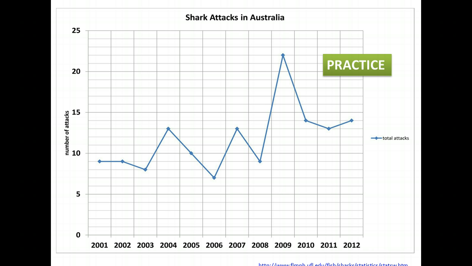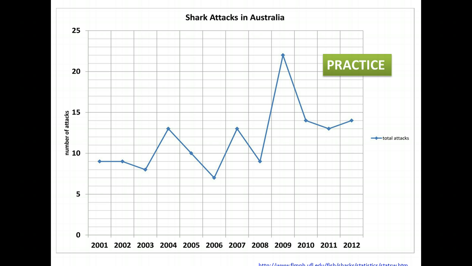So let's look at this line graph. If you look at the title, you can see that this line graph is about shark attacks in Australia. And on the bottom, you see the years. So it's about shark attacks in Australia between 2001 and 2012. So in this line graph, when do you see a very large increase in the number of attacks?